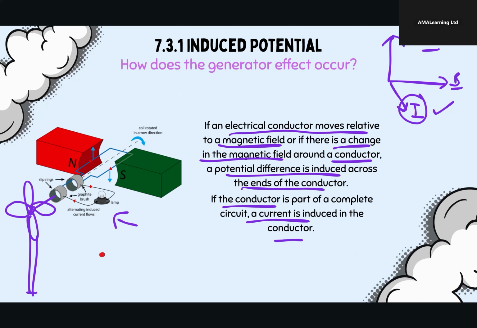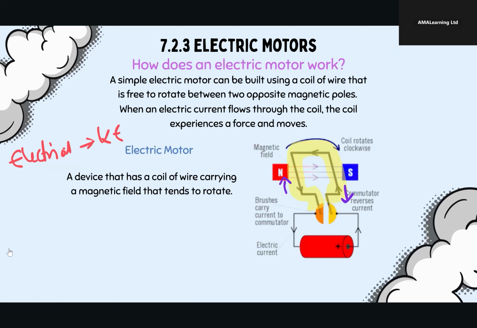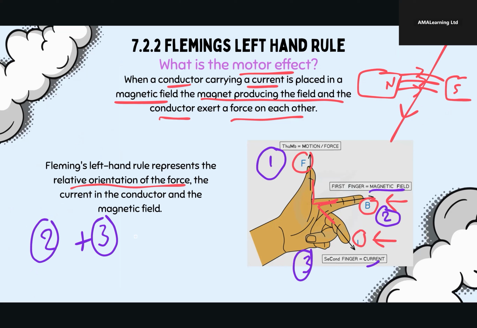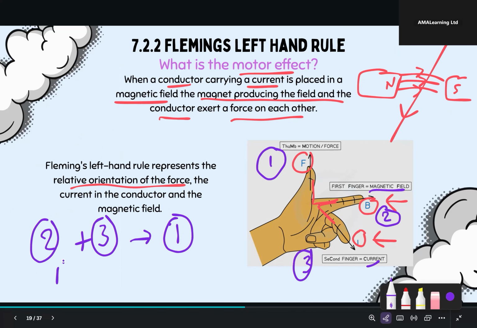What we're going back to here is Fleming's left-hand rule. You've got three things here: force, magnetic field, and current. What we were looking at initially is that if you've got number two and number three, as in magnetic field and current, it produces number one. But when we're talking about the generator effect, we're saying if you've got number one and number two, it creates number three. In other words, it creates electricity.